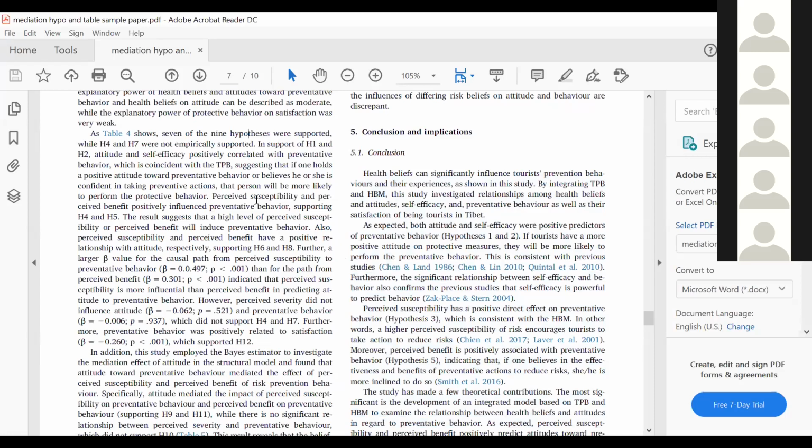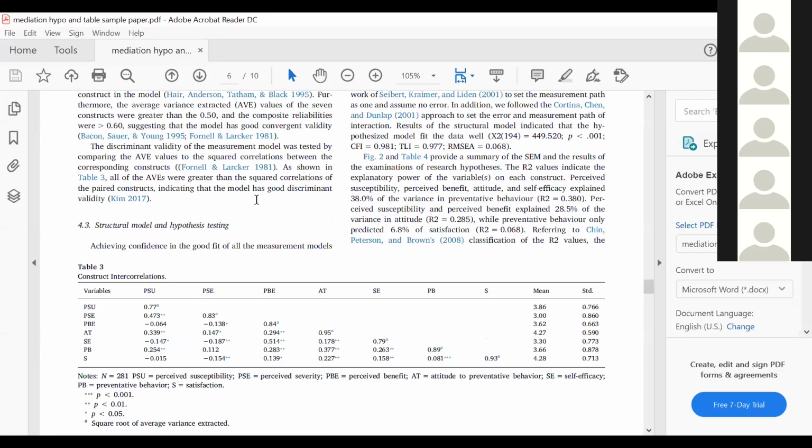I was not taking you through it in detail because people sometimes get confused after seeing numbers. For example, just read out this line. The discriminant validity of the measurement model was tested by an AVE value to the squared correlation between the corresponding constructs. Says who? Fornell and Larcker. So he has very clearly said, I've gone according to this author. Further, he says the AVE value is greater than 0.57, thus the reliability is achieved. I'm just giving you an example. So thus good convergent validity is there.